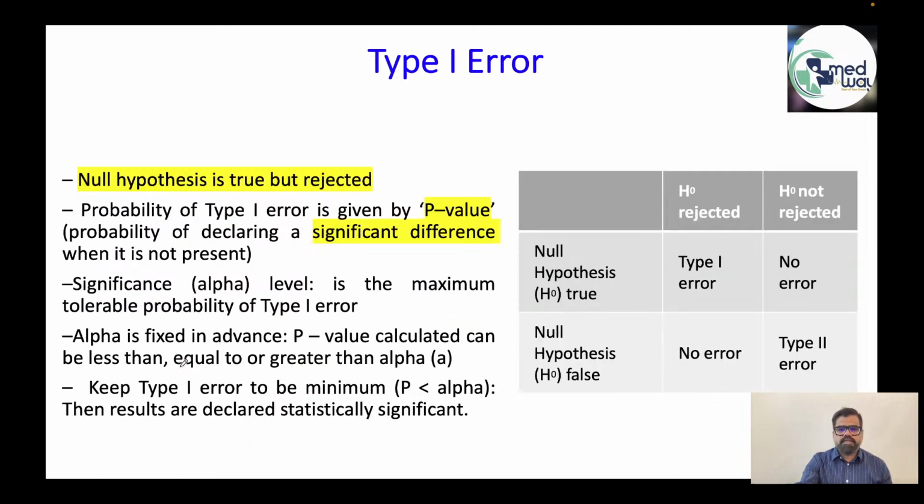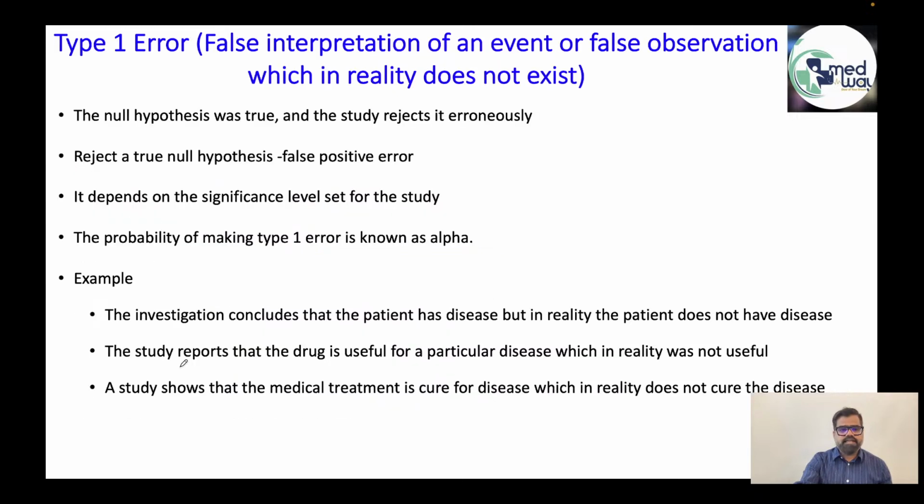Okay. Now I'll not go into the same thing. I'll just give you one example. Type 1 error, alpha. What is the meaning? Meaning is null hypothesis is true. It should have been accepted, but the study rejected it. So you are making an error. So it is type 1 error. It is also called false positive error. It is denoted by alpha.